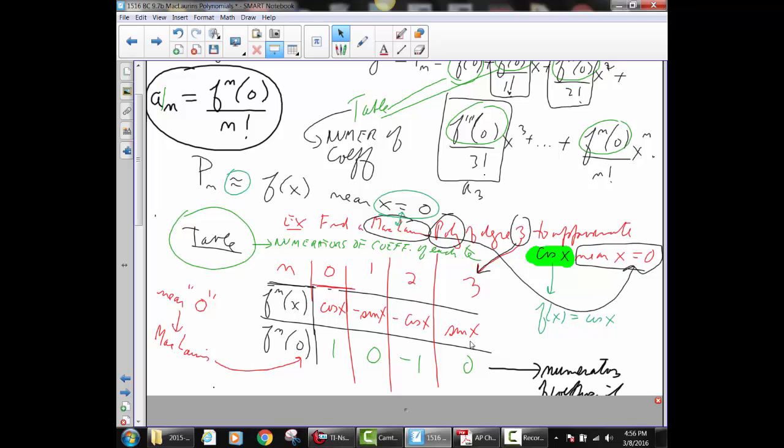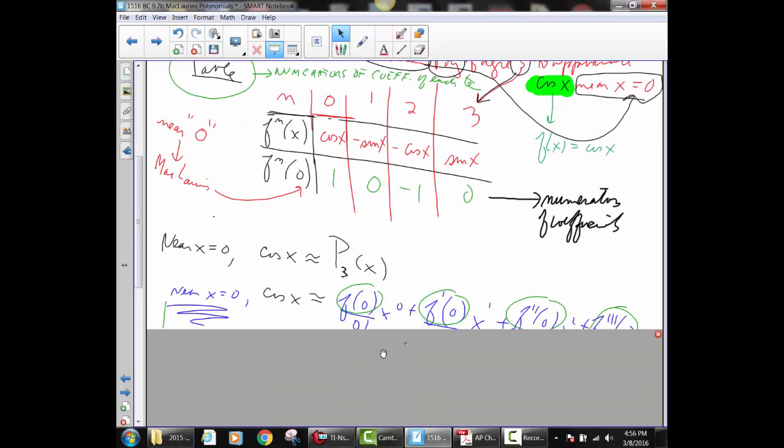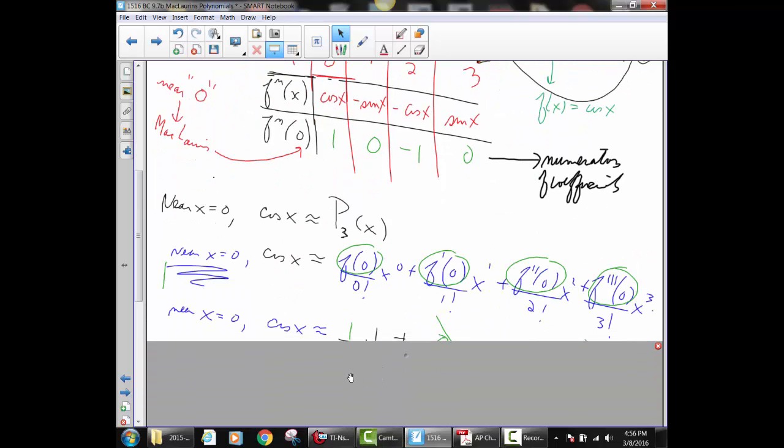Once you've got the functions for all of the derivatives at x, now you're going to evaluate them at 0, and that's because we're doing Maclaurin, which is near 0. Cosine of 0 is 1, negative the sine of 0 is 0, negative the cosine of 0 is negative 1, the sine of 0 is 0. So what we have is that cosine of x near 0 is equal to f of 0 over 0 factorial times x to the 0, plus the first derivative at 0 over 1 factorial times x to the 1. Notice how the derivative order matches the factorial, which matches the exponent of your variable. So when you're at x cubed, it's the third derivative at 0 over 3 factorial.